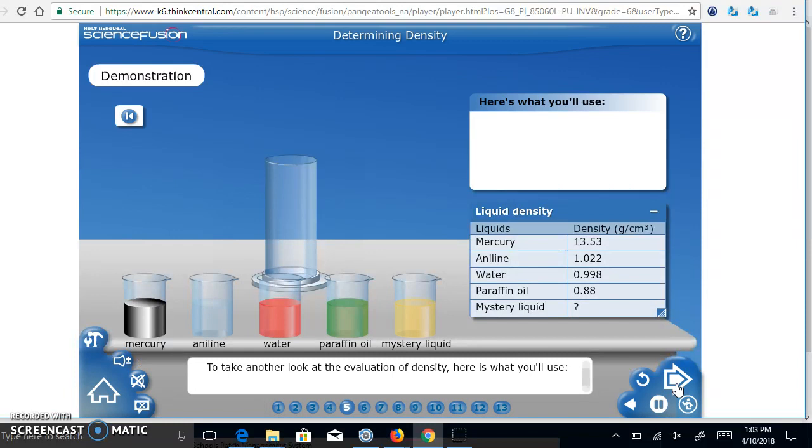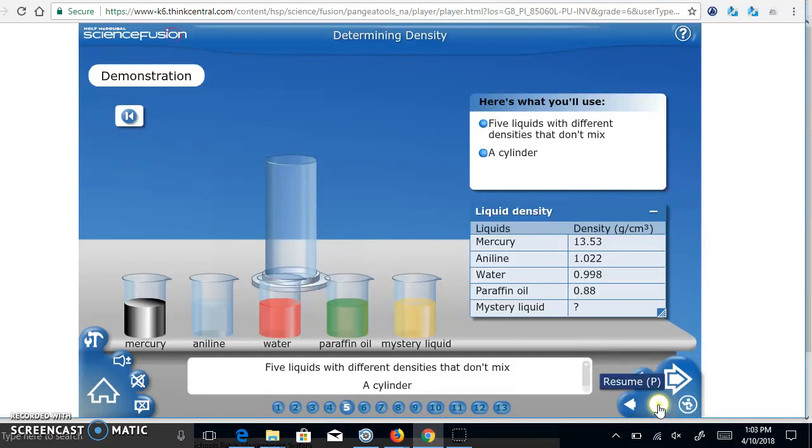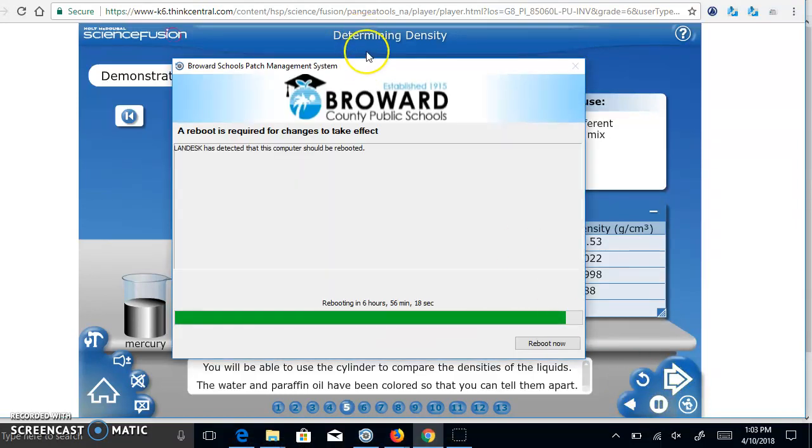To take another look at the evaluation of density, here is what you'll use. 5 different liquids with different densities that don't mix. A cylinder. A liquid density table. You will be able to use the cylinder to compare the densities of the liquids. The water and paraffin oil have been colored so that you could tell them apart. The water is red in this experiment.